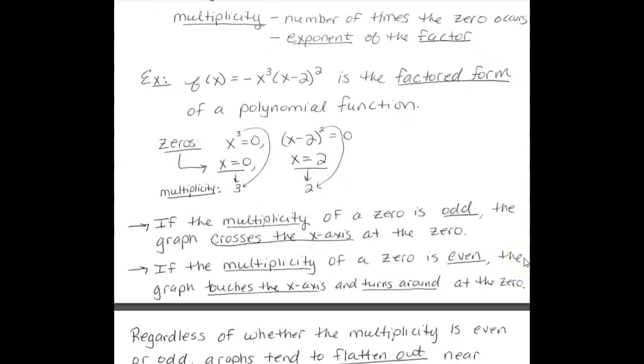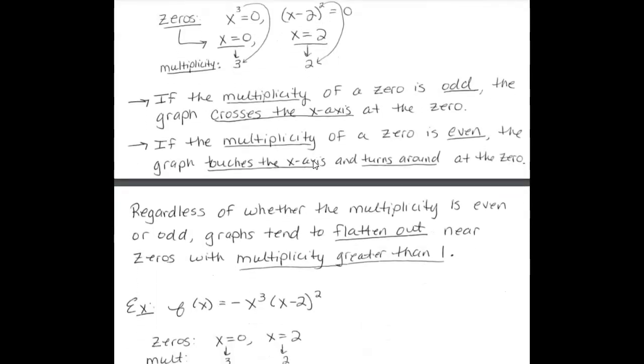So if the multiplicity of the 0 is an odd number, that means the graph will cross the x-axis at the 0. So for this example, at x equals 0, we would see it crossing the x-axis because the multiplicity is an odd number. If the multiplicity of the 0 is even, then the graph touches the x-axis and turns around. So it basically just bounces off of the x-axis at the 0. So at x equals 2 on this graph, since the multiplicity is an even number, when I get to this x-intercept, it would bounce. It would touch and turn around.